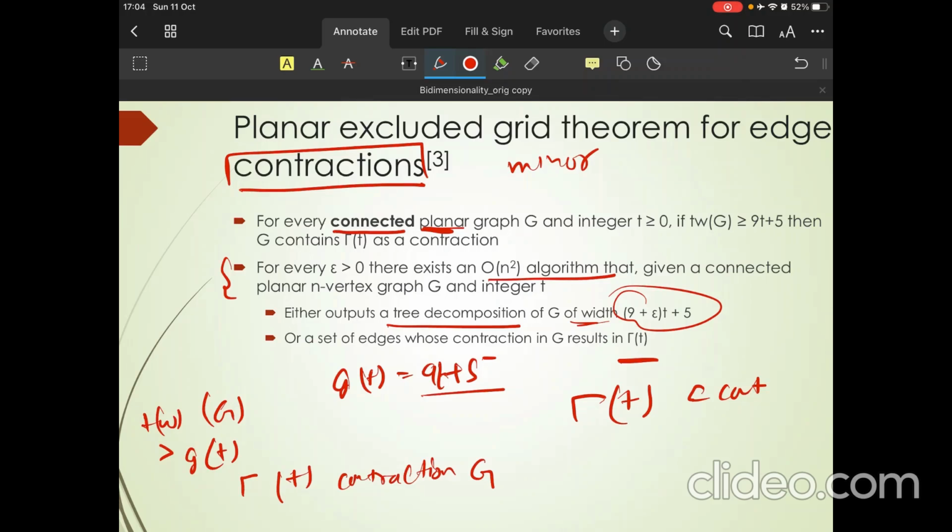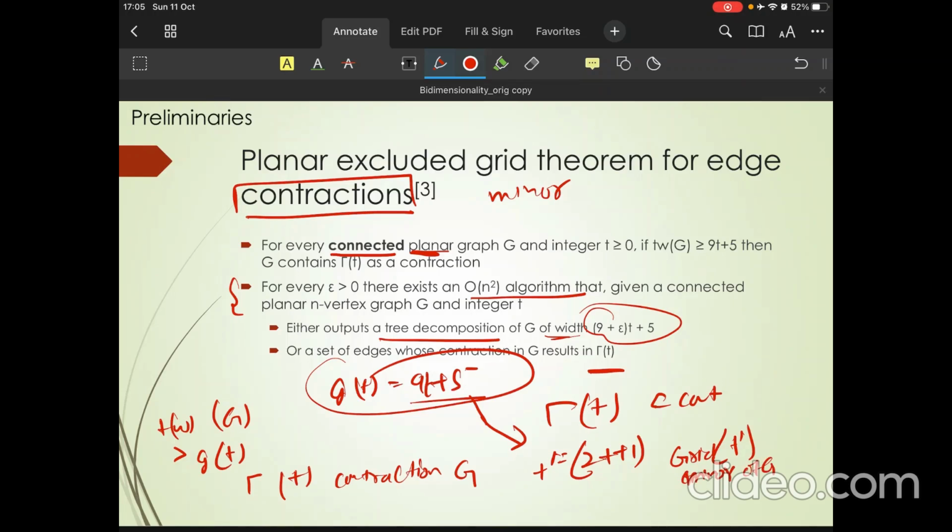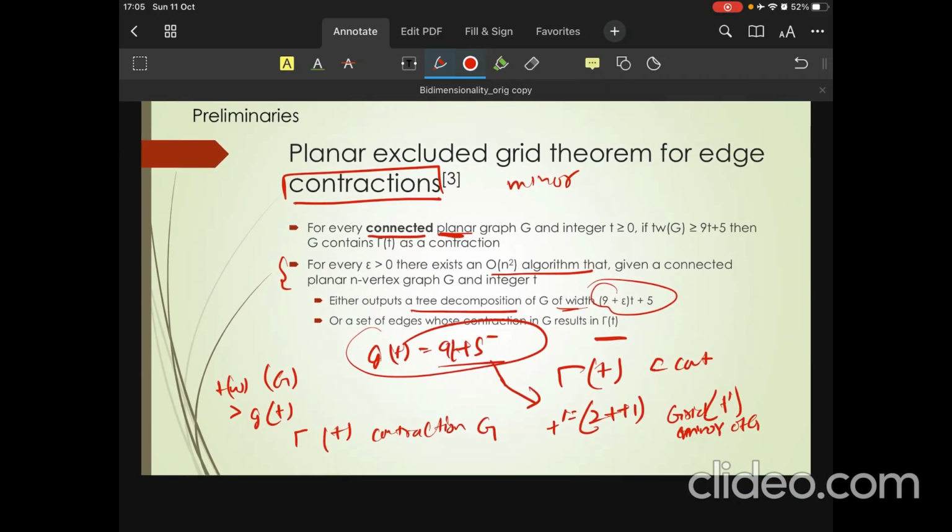So I'll just give a sketch of the proof. I'll not be proving it totally. So how it follows is, for this GT, I can have a t dash equal to 2t plus 1, such that grid t dash is a minor of G. Just plug in t dash and we can see that it's greater than or equal to 90 plus 5. So we say that we have a grid of size almost 2t plus 1.